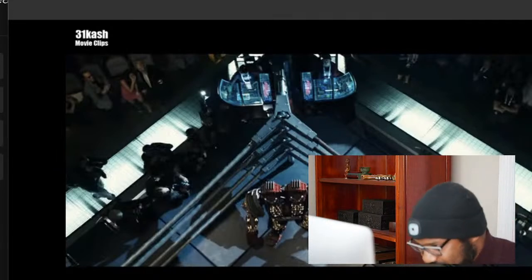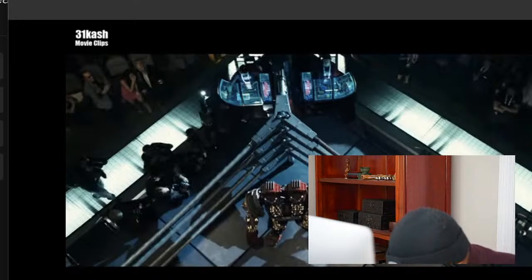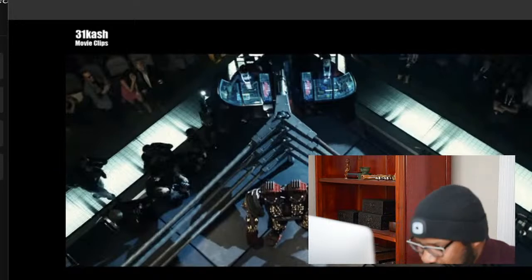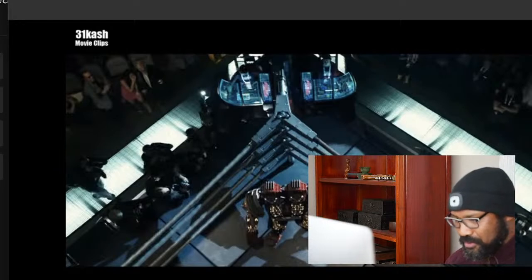Let's see what we have here. It says, how long you think till the world uses XRP? I think it's using it now.